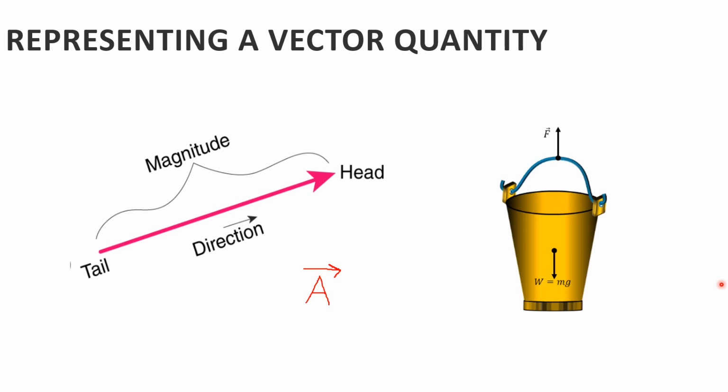Understood? In today's class, we discussed the difference between scalars and vectors, as well as how to represent a vector quantity. Understood?